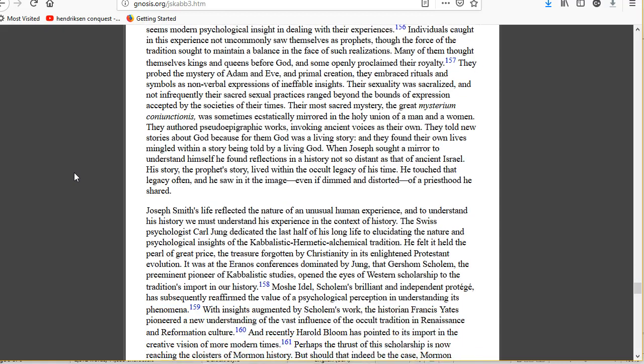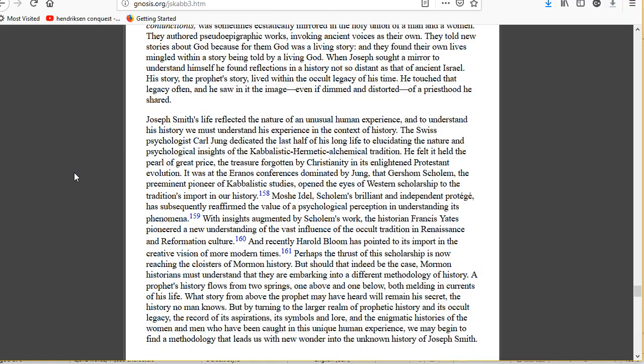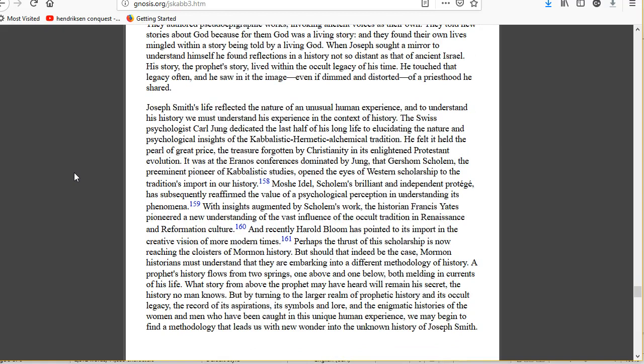They authored pseudepigraphic works, invoking ancient voices as their own. They told new stories about God because for them God was a living story, and they found their own lives mingled within a story being told by a living God. When Joseph sought a mirror to understand himself, he found reflections in a history not so distant as that of ancient Israel. His story, the prophet's story, lived within the occult legacy of his time.